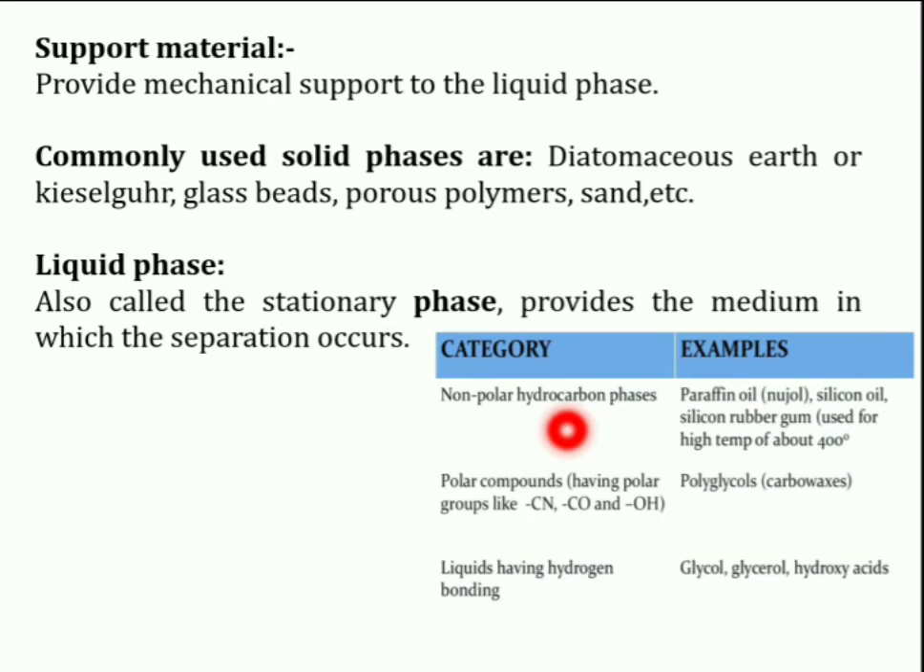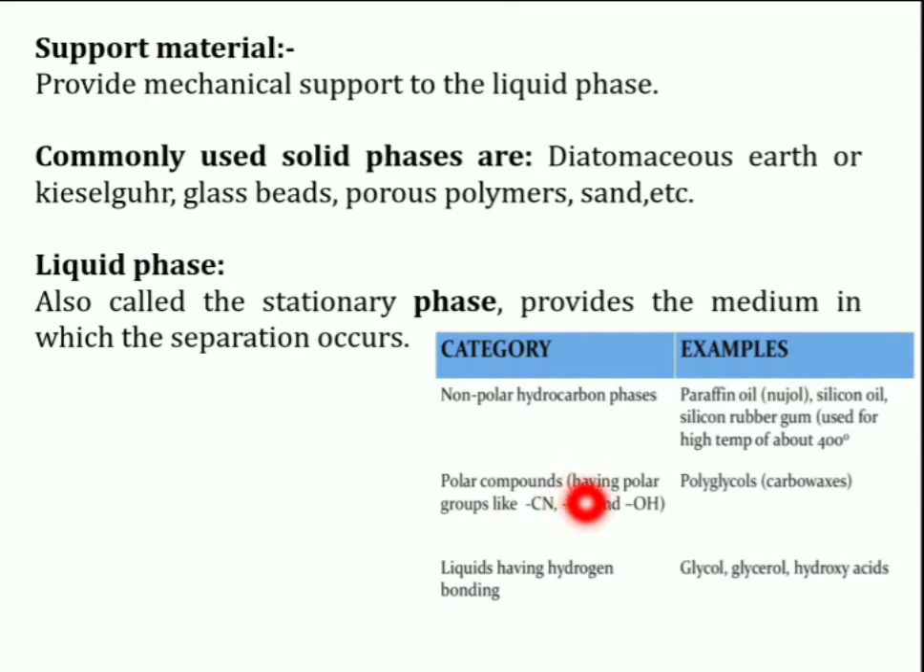Examples of different liquid phases include various categories. These categories are non-polar hydrocarbon phases. Examples of liquids in this category include paraffin oil, silicon rubber gum, etc. Next category, polar compounds having polar groups.